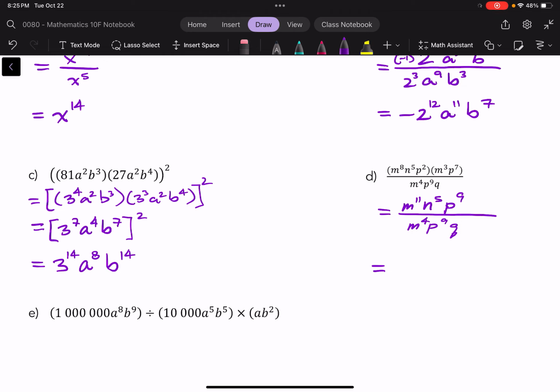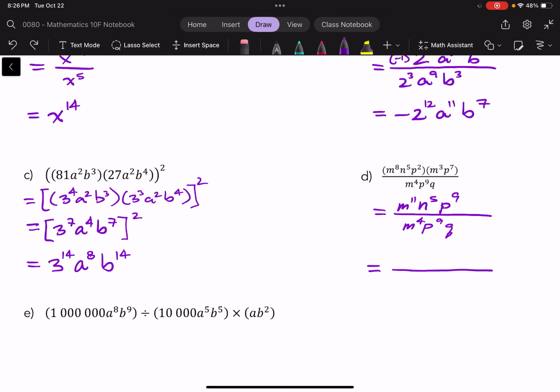In our next step, some things will cancel. We've got probably a fraction still. I'm thinking that just because this Q's over here on the bottom, and there's nothing for it to play with on top. Very sad for Q. Not sad for us, because we know how to handle that. So that Q is just going to be left there.